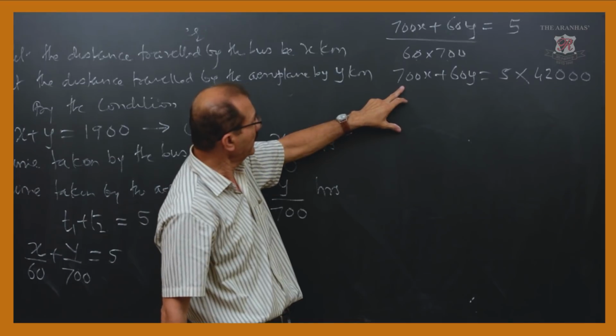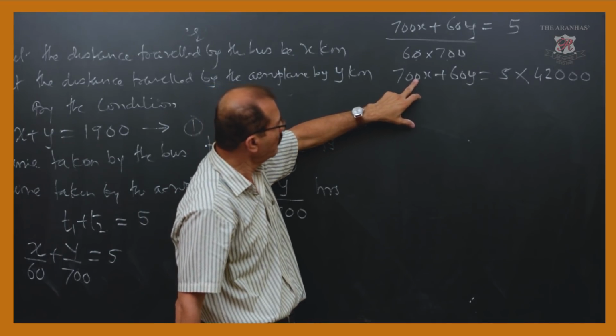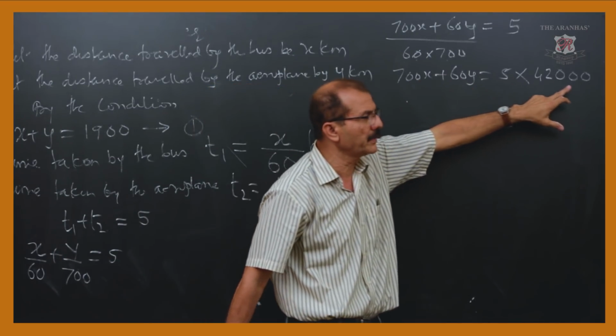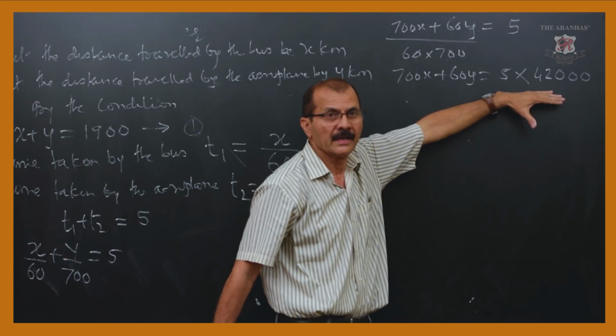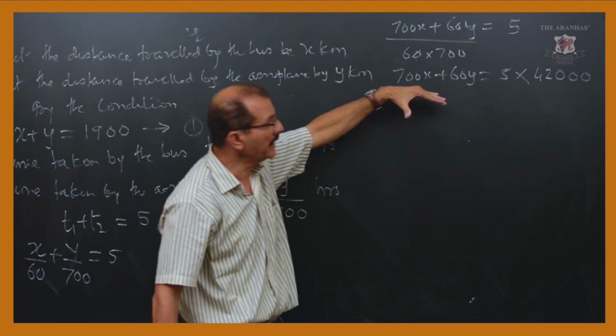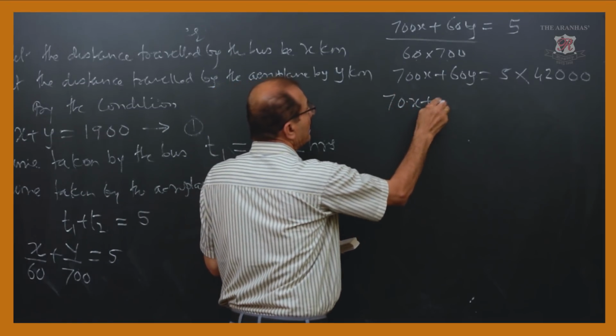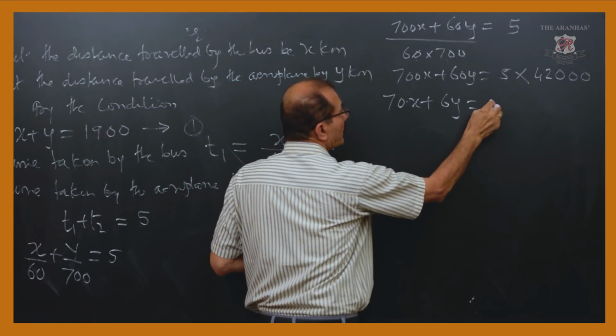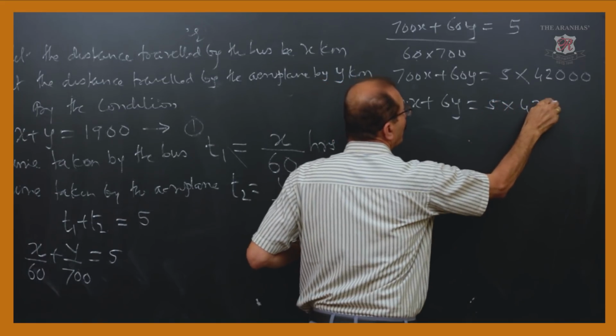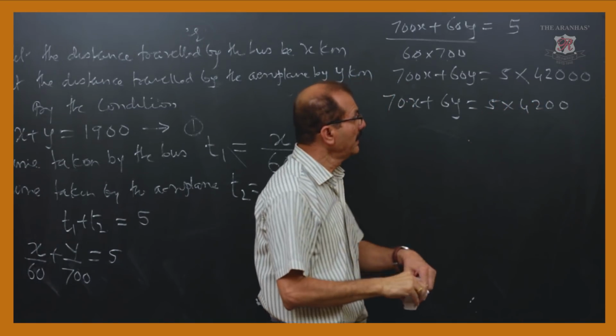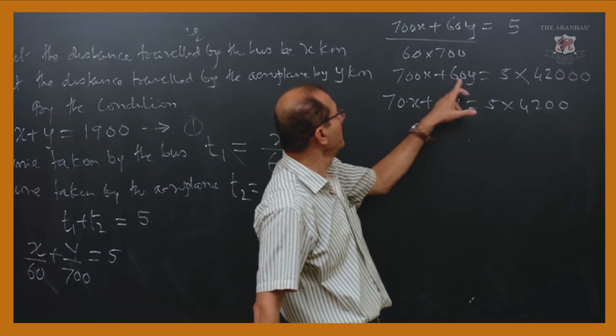Now you find that you have a 0 here and a 0 here, so you can reduce this further. Dividing each term by 10, I get 70x plus 6y is equal to 5 into 4200. Why? Because the 0 gets cancelled everywhere.